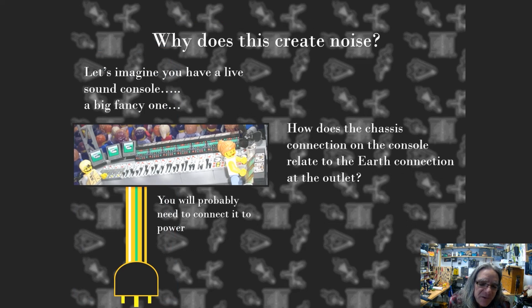So let's think about what that means for us. We'll stay in that situation of we've got a console and a power amplifier feeding some speakers. So we've got this fancy console, need to connect it to power, right? So we got a power connection. What do we now know about the chassis of that mixing console, assuming it's a metal chassis, and the earth connection at the outlet?